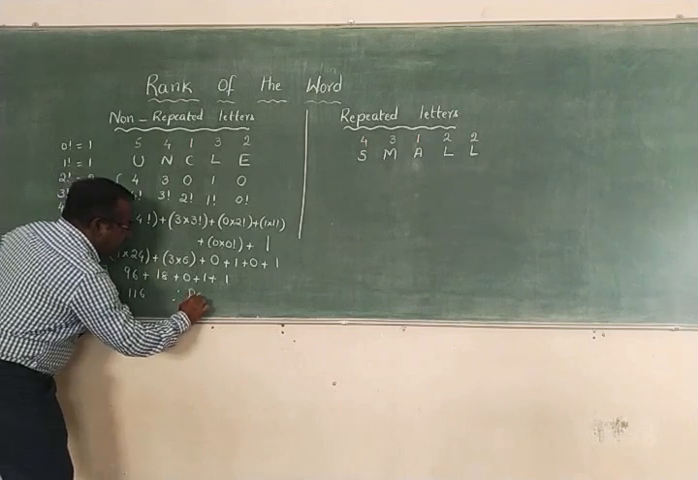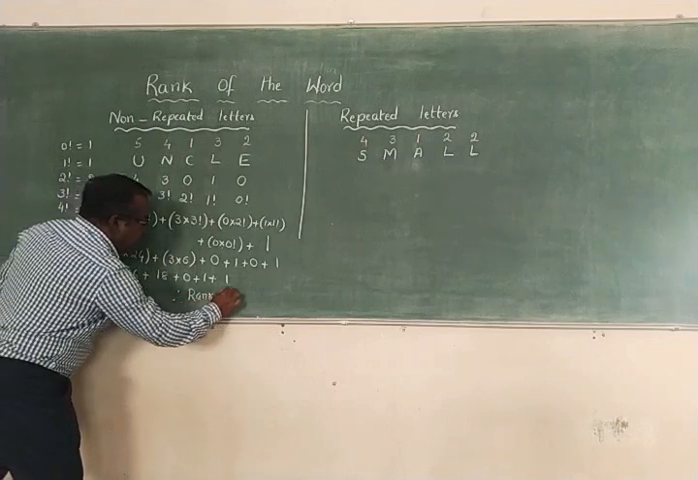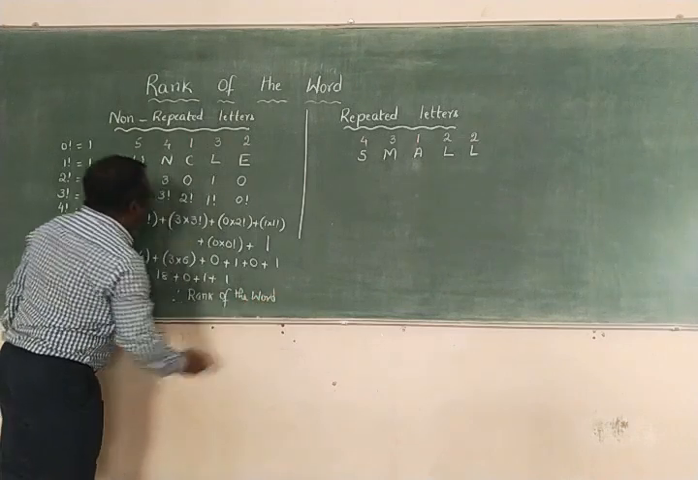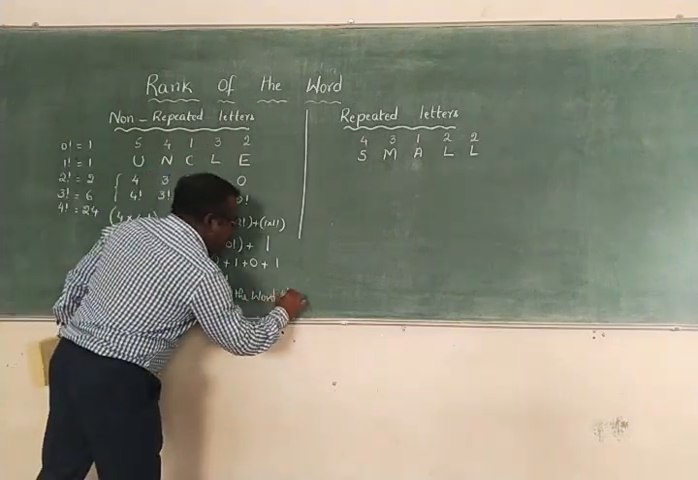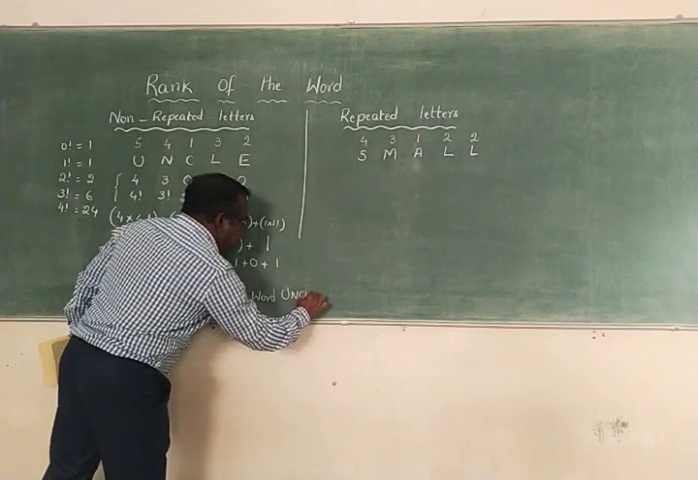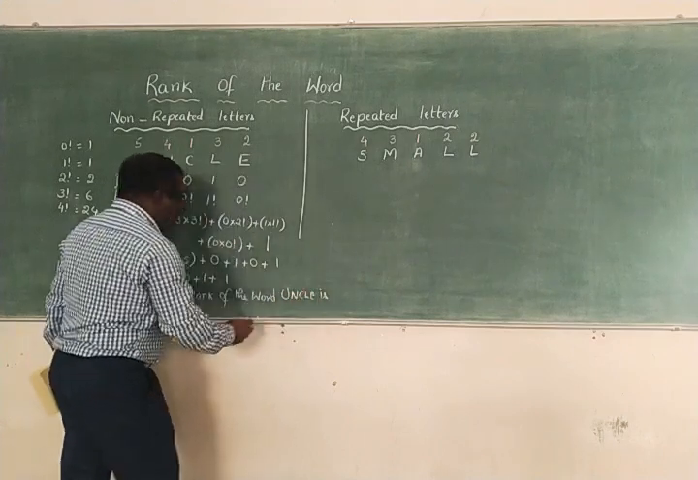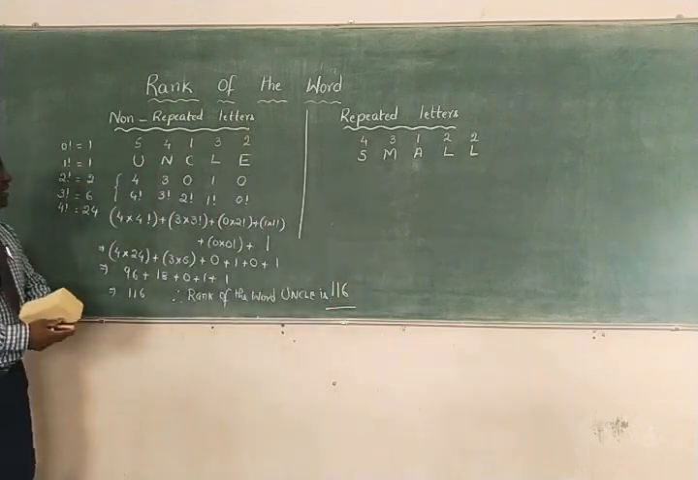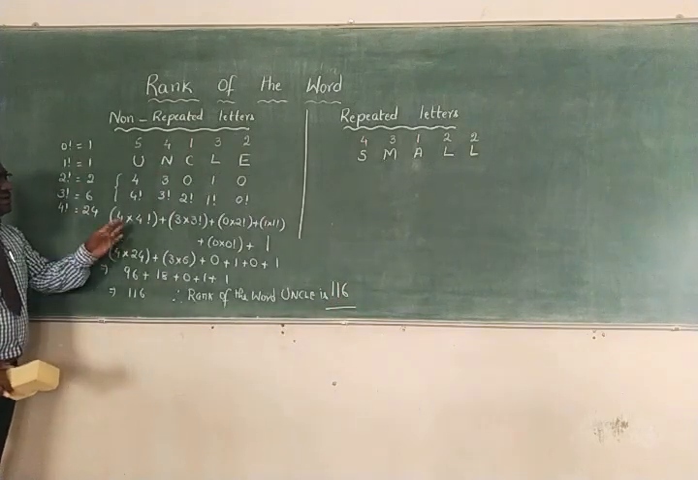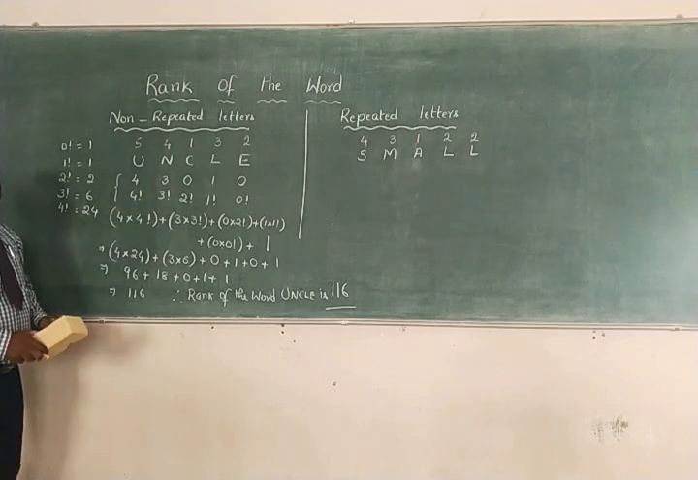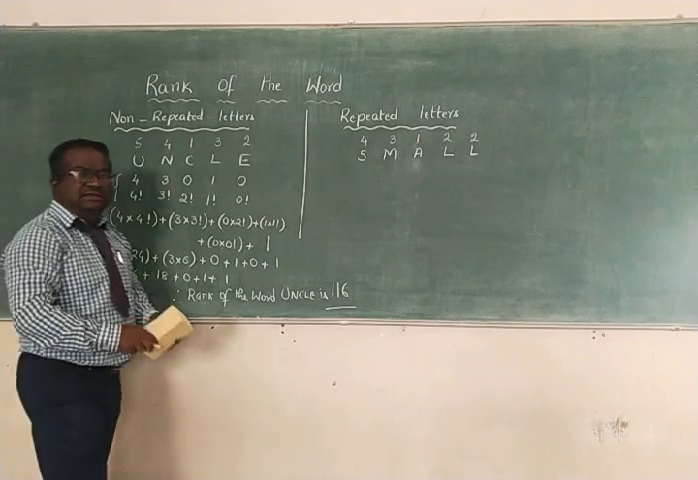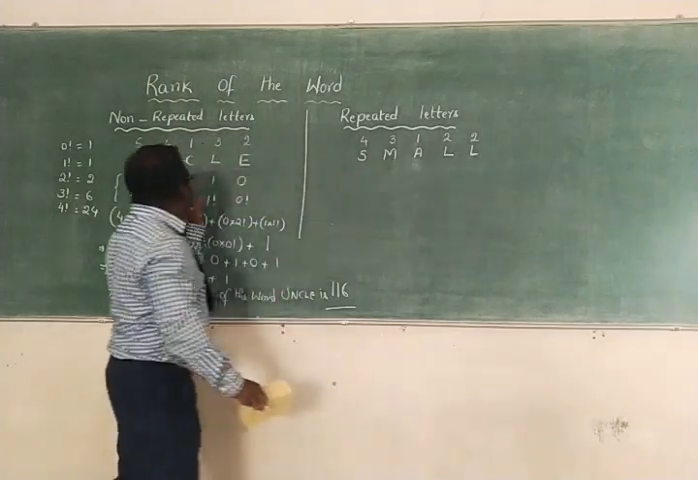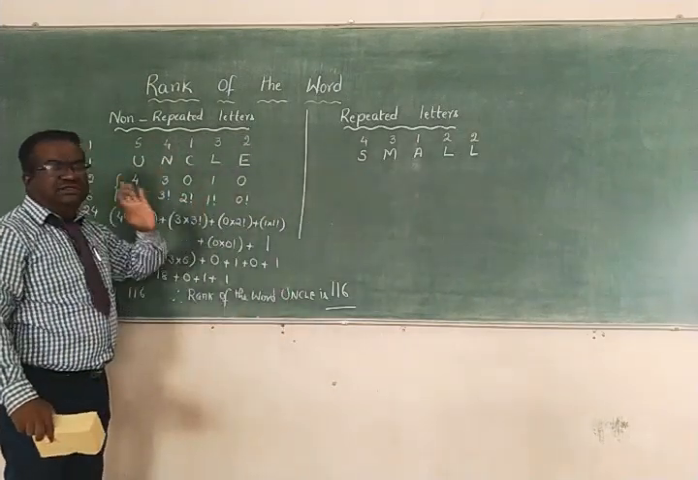Therefore, the rank of the word uncle is 116, children. Now we will discuss the repeated letters. In the repeated letters, we follow the same method as we did for the non-repeated in the first step.